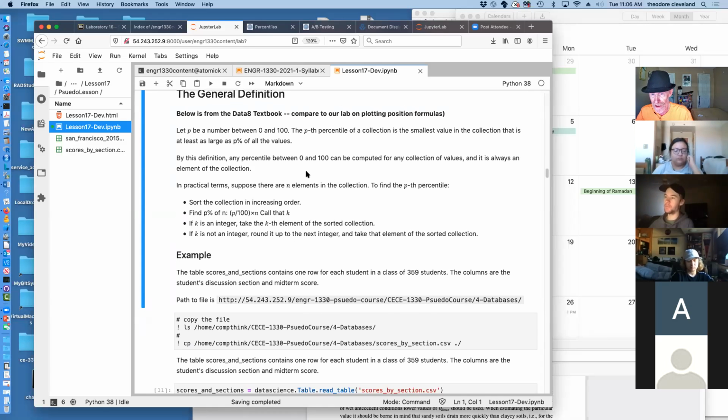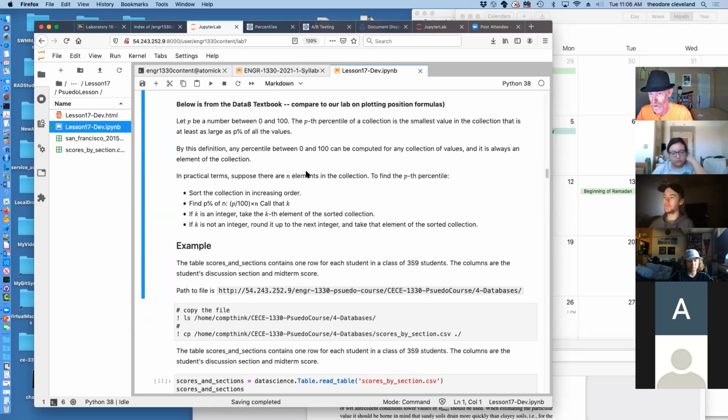So let's generalize the definition. Let P be a number between 0 and 100, and the Pth percentile of a collection is the smallest value in the collection that is at least as large as P% of all the values, similar to what we've discussed above. By such a definition, any percentile between 0 and 100 can be computed for any collection of values. It's always an element of the collection.